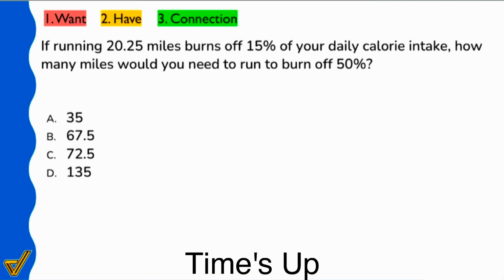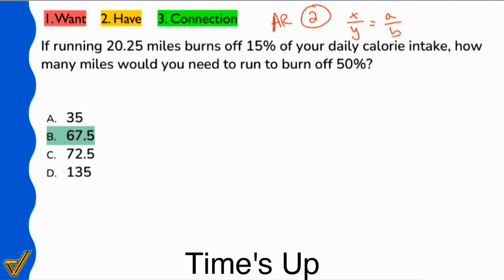Yep, this is going to be a proportion word problem. Although it does look like percentages are involved, percentages are only used to represent the actual number of miles that are run compared to the percentage of daily calorie intake. So this is Arithmetic Reasoning Unit 2. This is a proportion word problem. And the answer here would be B, 67.5.